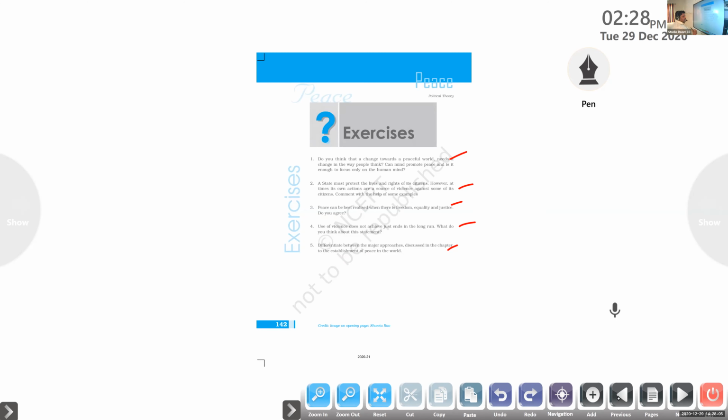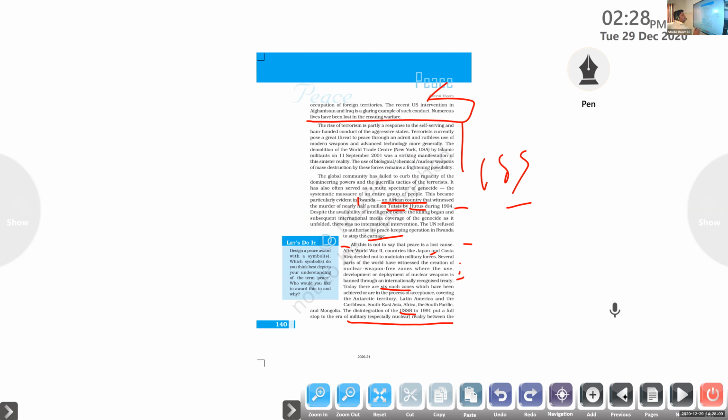Read the textbook thoroughly. There are a number of hard words, meaning words whose meaning you don't know. Find out all those words from the textbook, and I already told you about this. What is that? A working dictionary. Write those words there also.